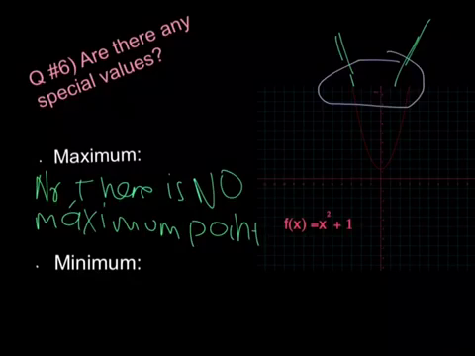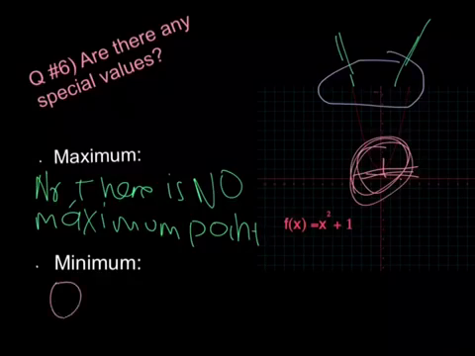Now, what we have to do for this is look down here on our graph towards the bottom. And as we can see, yes, there is a minimum point. So you would go x first, which is 0, and then go up 1, which you can see is where the minimum point is. So our minimum point would be 0, 1. So that's our coordinates.